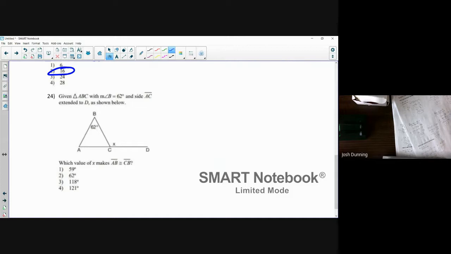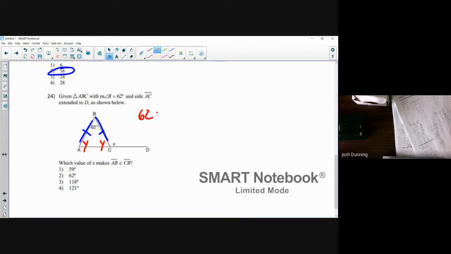Now 24, which value of x makes AB congruent to CB? So if these two sides are equal, it's an isosceles triangle, and if we follow those sides to their ends, the angles in the bottom corner have to be congruent. They got to be the same. That's how isosceles triangles work. I'll use y. I can't use x. There's already an x right there.